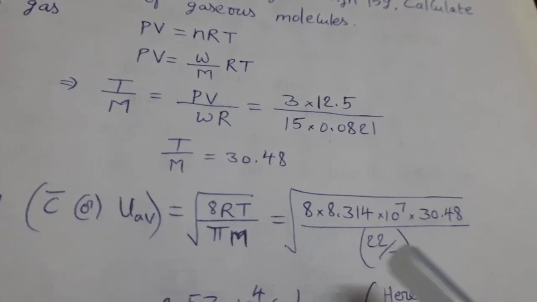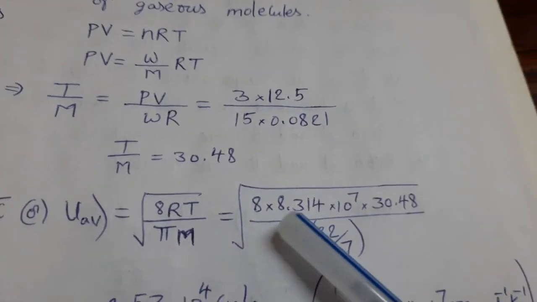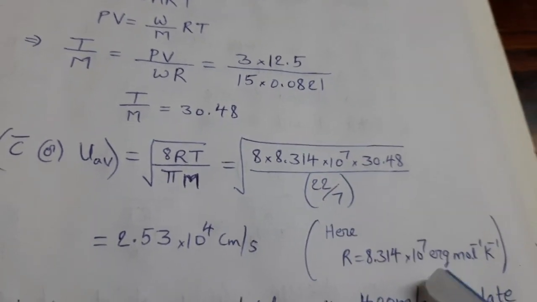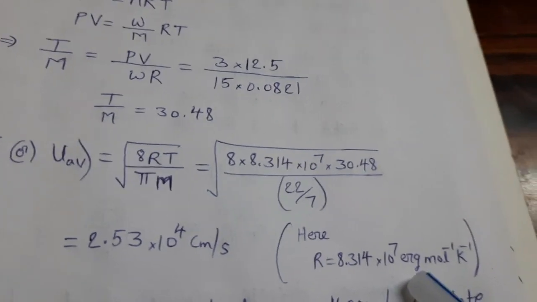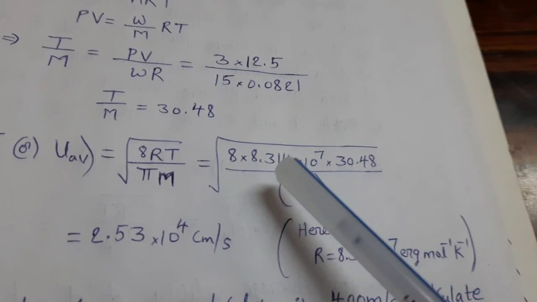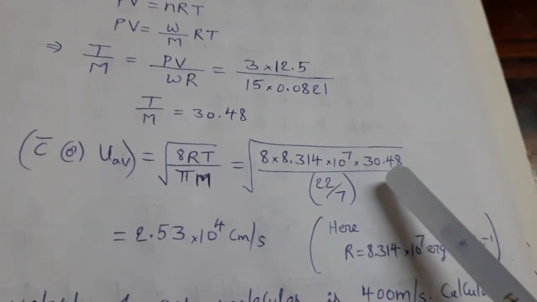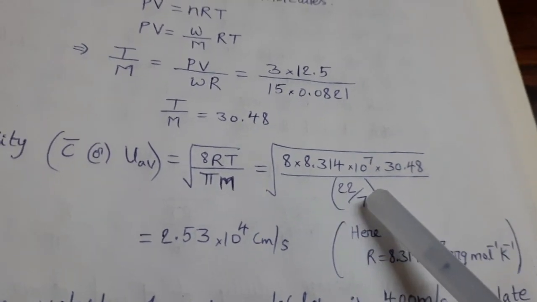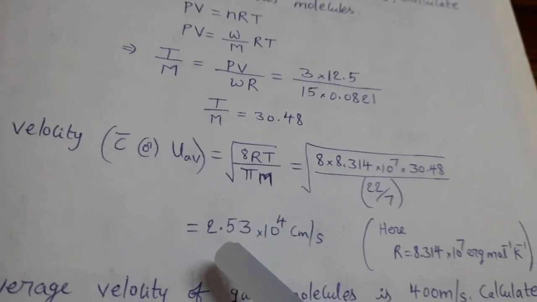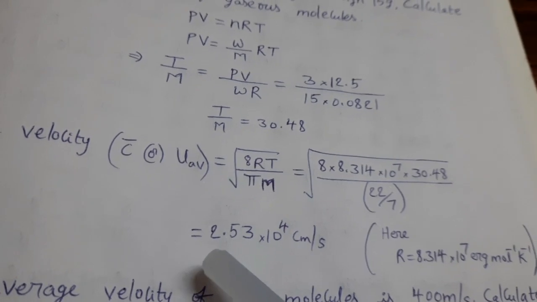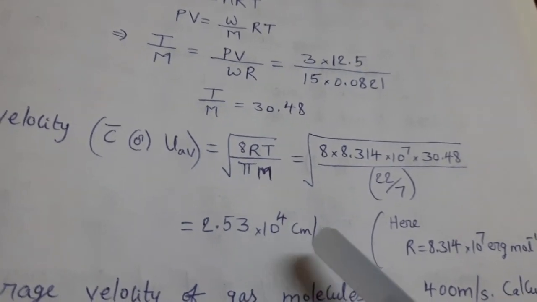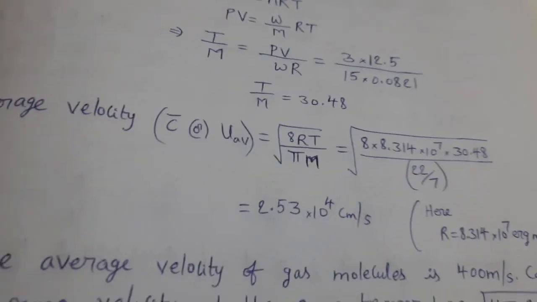So substitute that value. So square root of 8 into 8.314 into 10^7 erg. Here R value we should take in erg per mole per Kelvin. So this is the R value, 30.48 divided by 22 by 7. This is pi. So finally after doing calculation we can get average velocity 2.53 into 10^4 centimeter per second.